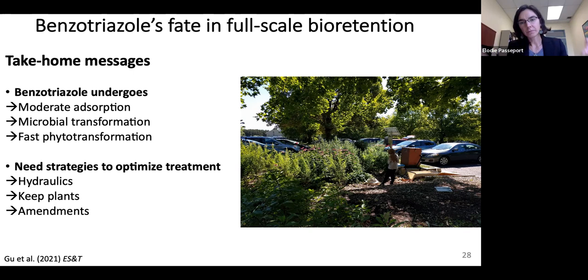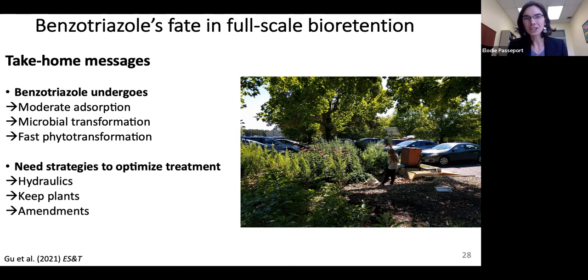And so in spite of this condition, we did find under full-scale conditions that there was some moderate absorption of benzotriazole, some microbial transformation in between rain events, something that no one has really looked at before, and then very fast phytotransformation. So for me, there is potential in this kind of system, but we need to work to exploit this potential a little bit better.